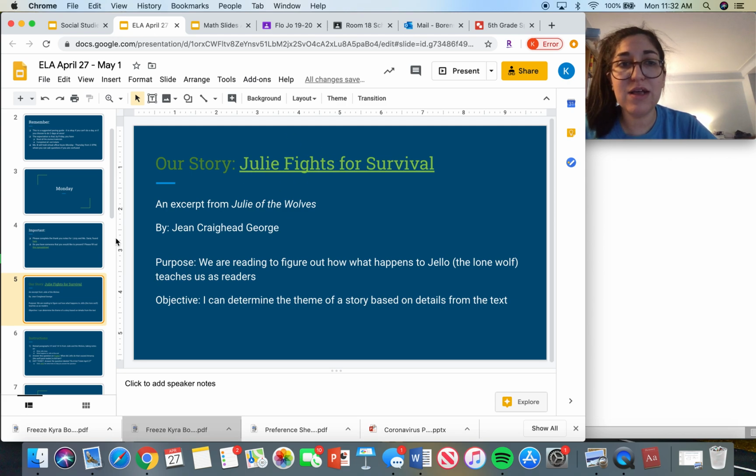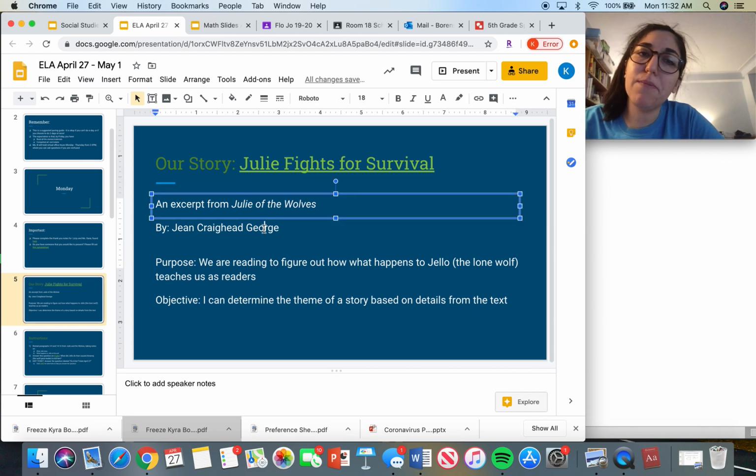But when it gets to the actual work, today we're still reading Julie Fights for Survival, and our purpose, why we are reading today, is to figure out what happened to Jello, the lone wolf. What happens to Jello teaches us as readers. We see him twice in the story, at the beginning and in the middle. The goal for us today is to figure out what he did in the beginning, what happens to him in the end, and what that teaches us as readers.